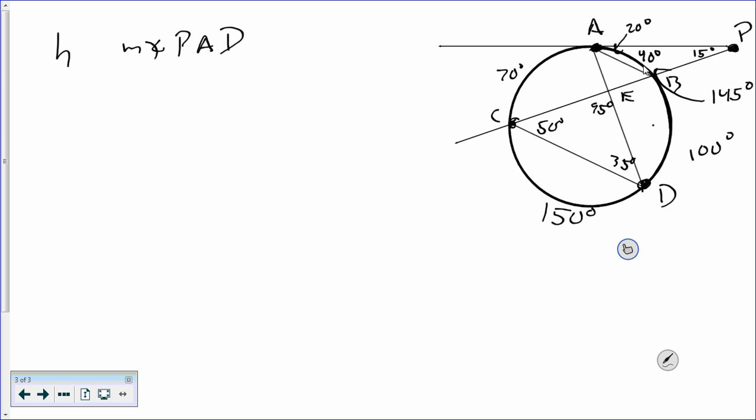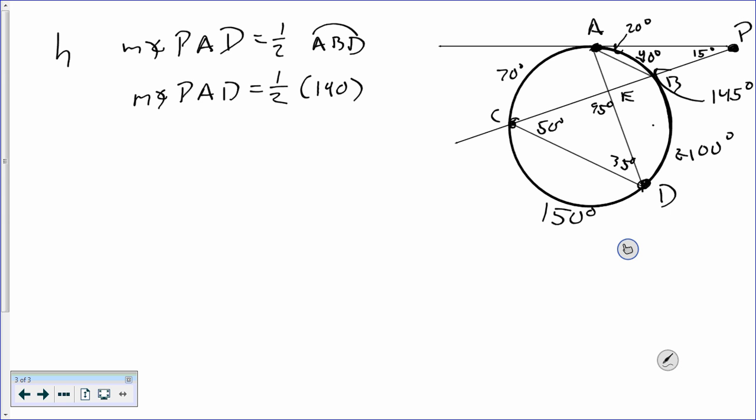I'm going to say angle PAD is equal to 1/2 of arc ABD. ABD we know, with a little bit of addition: this arc was 100, and this arc in here was 40. So the measure of angle PAD is equal to 1/2 of 140. So the measure of angle PAD is going to equal 70 degrees.